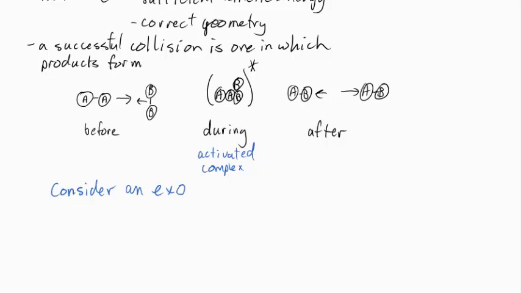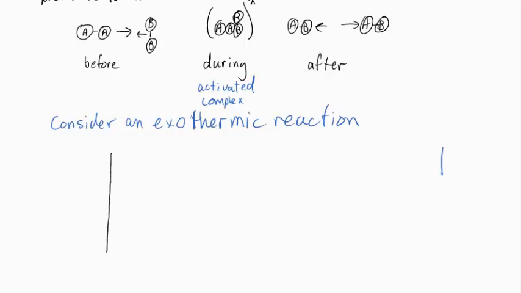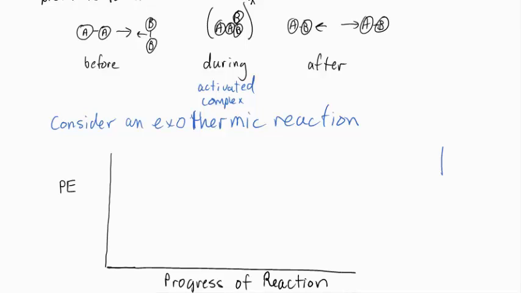Well, I'd like you to consider an exothermic reaction. This is one like a burning match, where energy is being released overall in the reaction. We can diagram this on a potential energy diagram. And I'll just write PE on the vertical axis. On the horizontal axis, I'll write progress of reaction.